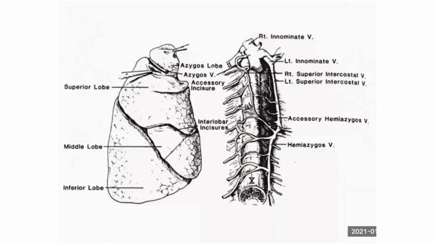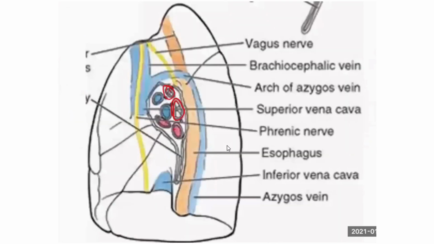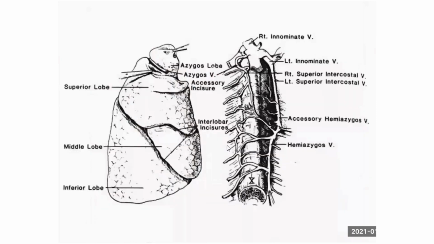Azygos lobe. Sometimes, remember, on the medial surface the azygos vein is related to the right lung. Sometimes a part of the lung tissue will encircle the azygos vein. That is called the lobe of azygos. Azygos lobe. Can you see this?